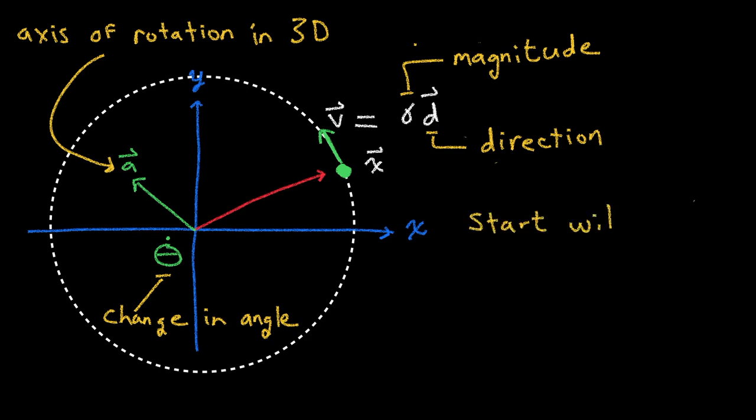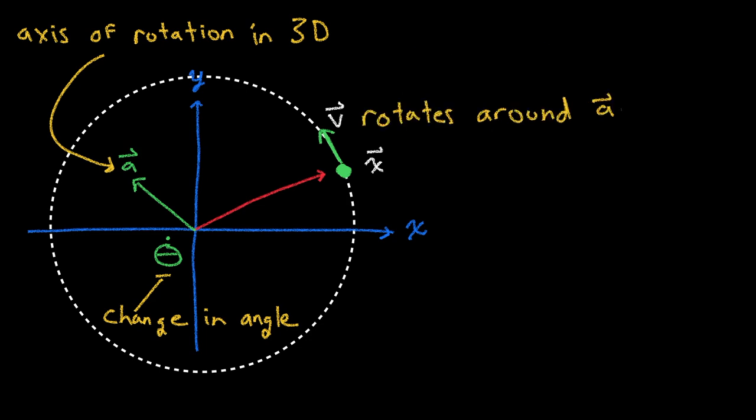We can tackle this one at a time, and I think it's easier if we start by working out the direction d. Well, we know that our point x is rotating around the axis a. This means that this rotation can't change the value of x in the direction of a, which means that our velocity has to be orthogonal to a.